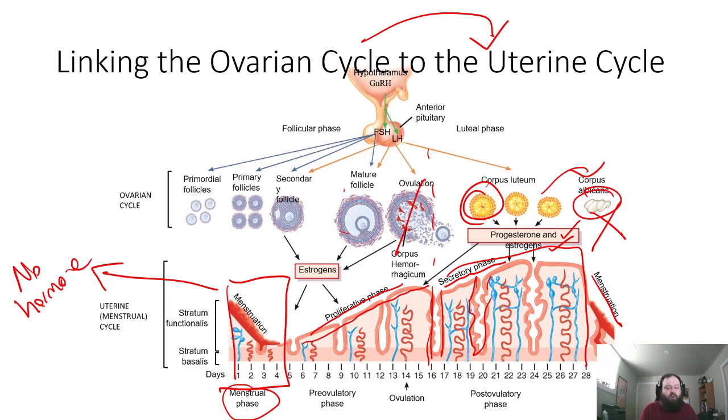All right. So again, just to look specifically at the three phases of the uterine cycle, the menstrual phase of the uterine cycle corresponds to the presence of the corpus albicans. The proliferative phase corresponds to the estrogen-rich environment produced from the growing follicles. And the secretory phase is generated by the estrogens and progesterones produced from the corpus luteum.